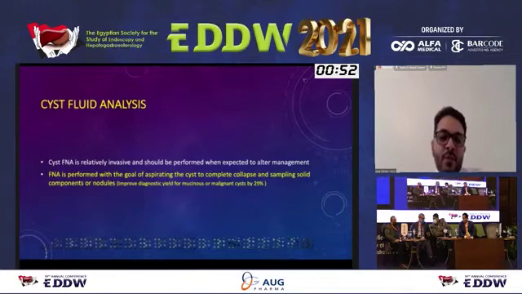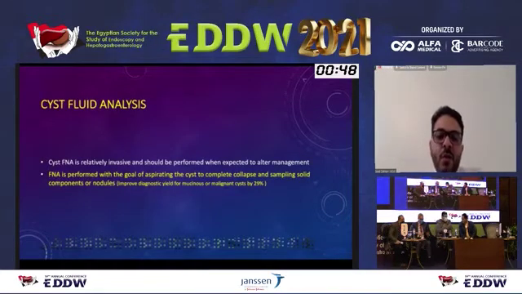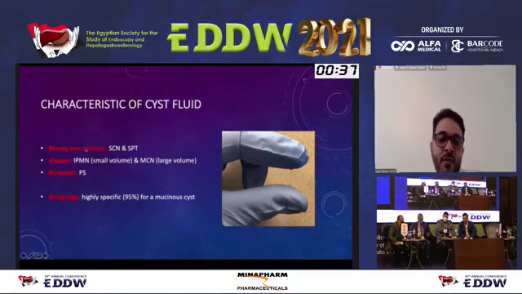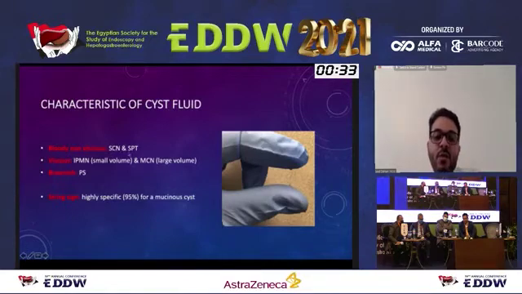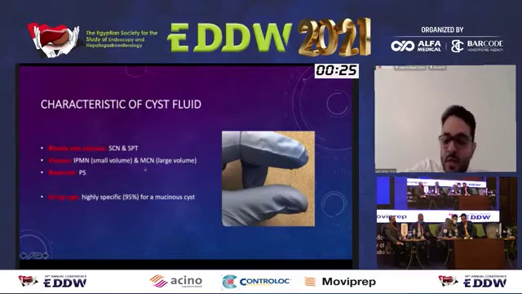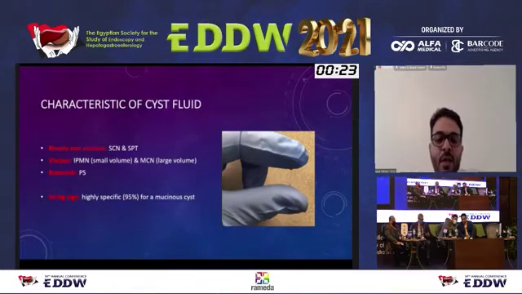So now we'll proceed with cystic fluid analysis. Cyst FNA is relatively invasive and should be done only when you think it will change the management plan. When you aspirate fluid, you should comment on its physical appearance. If it's bloody and non-viscous, this is suggestive of serous cystic neoplasm or solid pseudopapillary tumor. If it's viscous and small in amount, this is suggestive of IPMN. If it's a large amount, this is suggestive of mucinous cystic neoplasm.